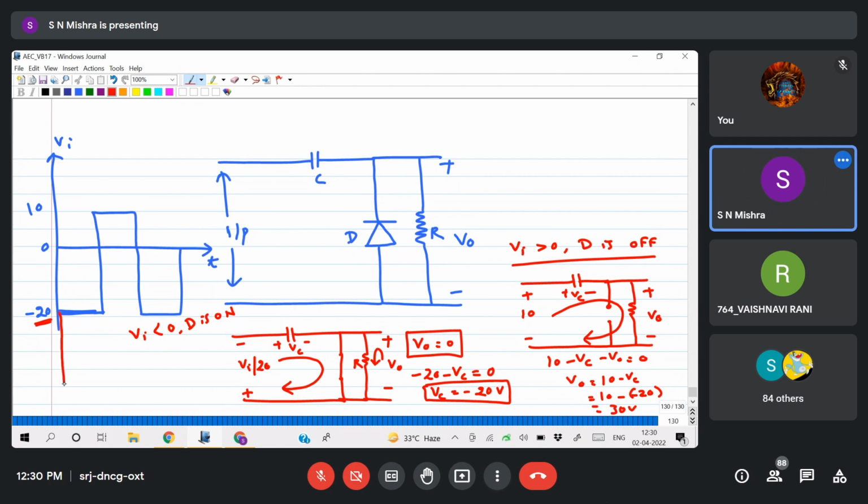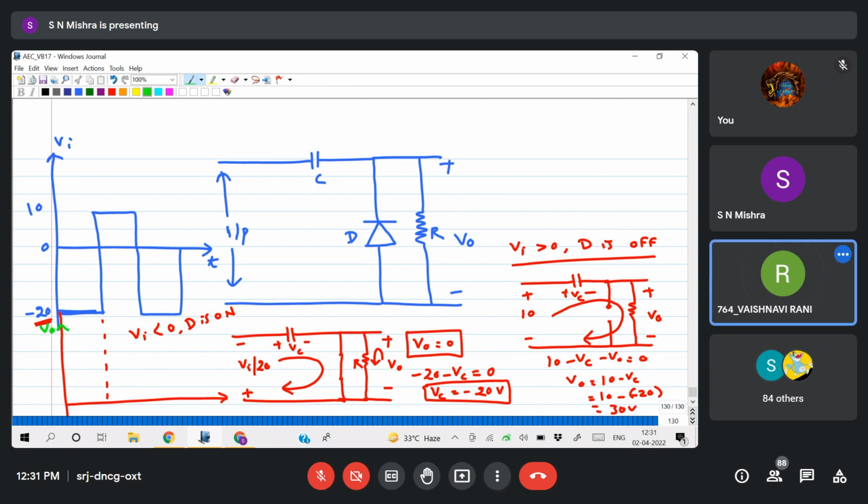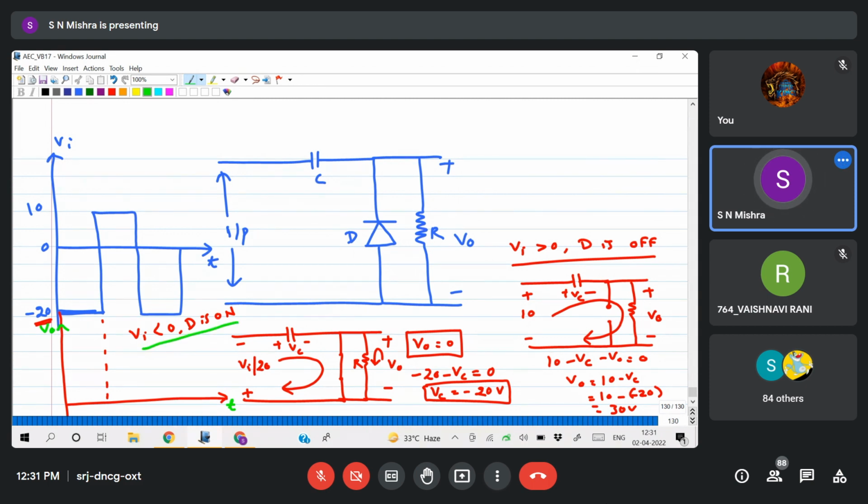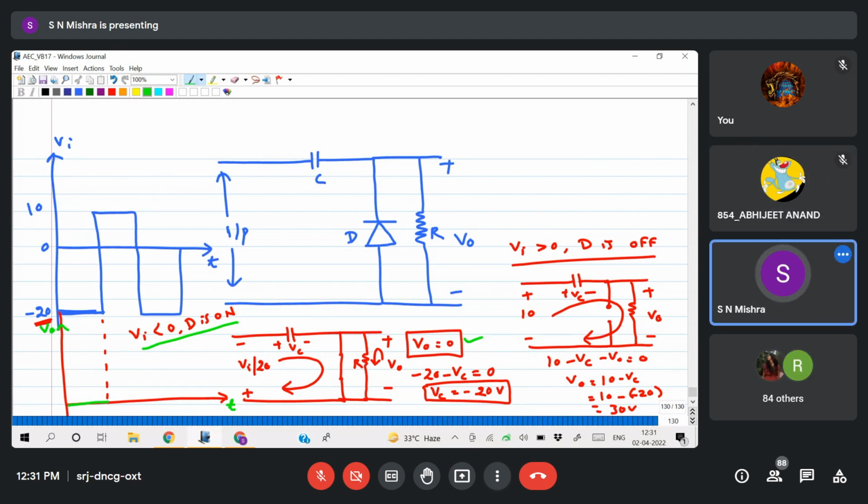Now plotting the graph. Automatically the negative half cycle is given first and my diode is on in the negative half cycle. So for the negative half cycle, what is my output voltage? 0. And when the diode is off, my output voltage is 30. So somewhere here, let's take this is 30, then 0, then again 30.